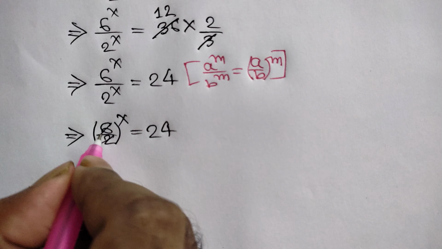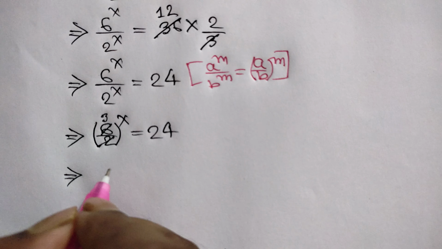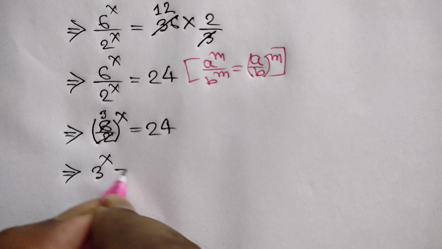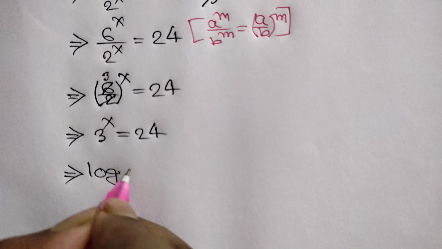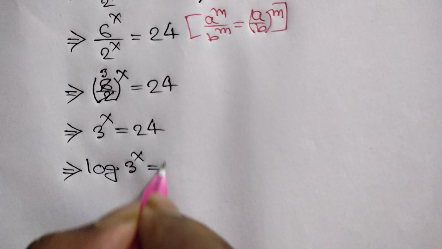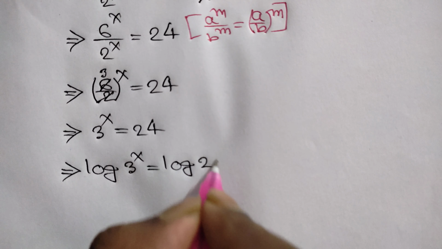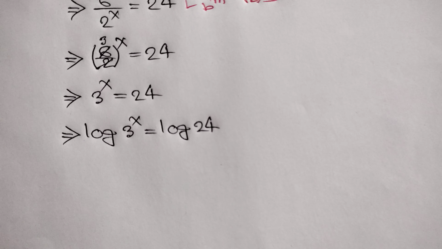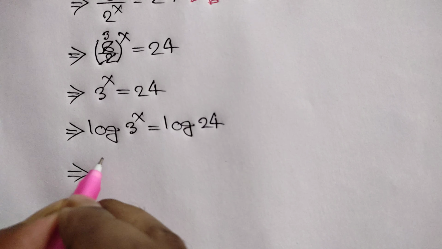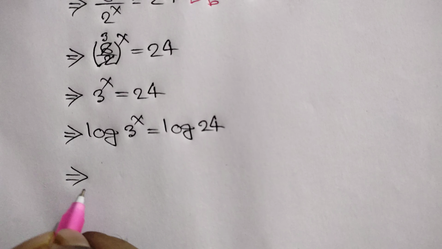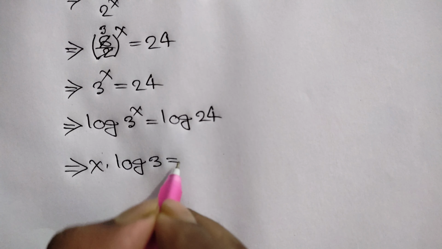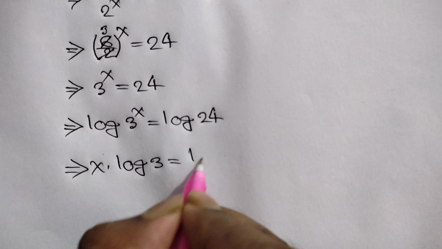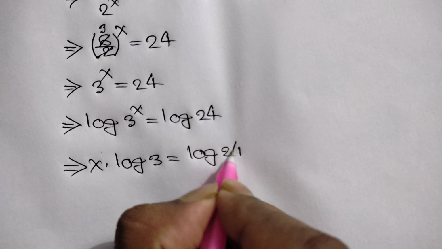Or 6 divided by 2, here we will get 3, so we can write 3 to the power x is equal to 24. Now taking log on both sides, we can write here log of 3 to the power x is equal to log of 24. Or this x moves here, so we can write here x times log of 3 is equal to log of 24.